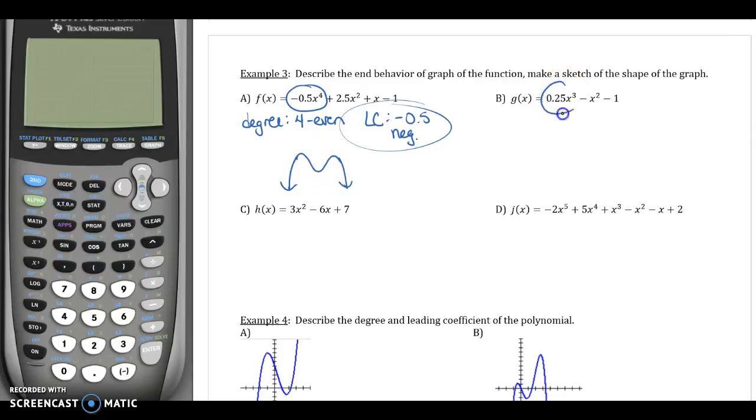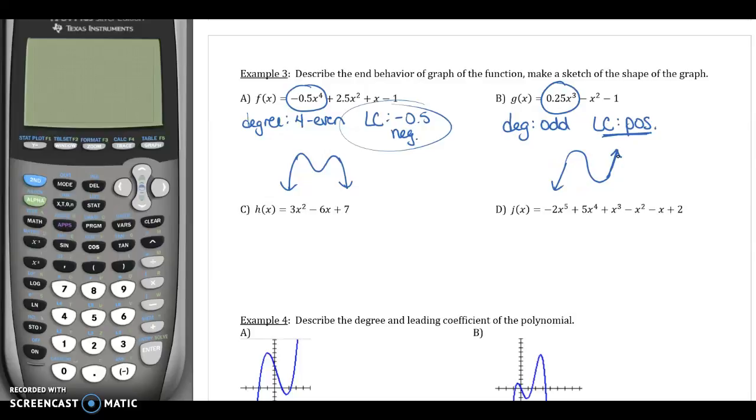In B, here's our largest exponent term. This time the degree is 3. Is 3 even or odd? Odd. And is our leading coefficient positive or negative? Positive 0.25. So positive leading coefficient means the right side of the graph is going to point upward. With an odd degree, what is the left side of the graph going to do? Point downward. And if you want to connect these somehow, you can.